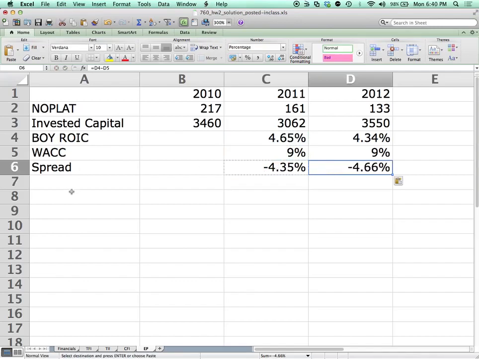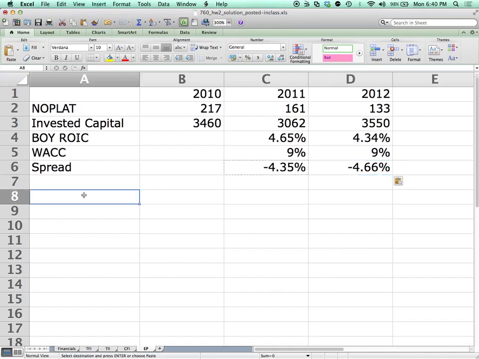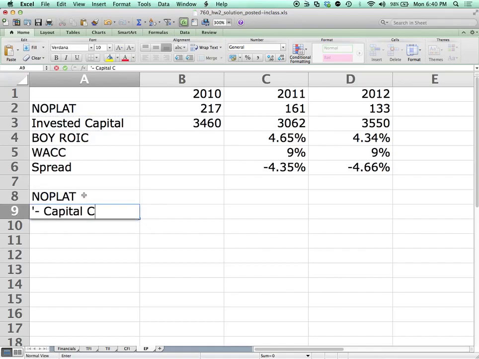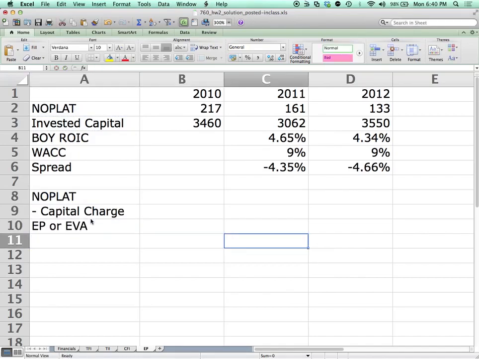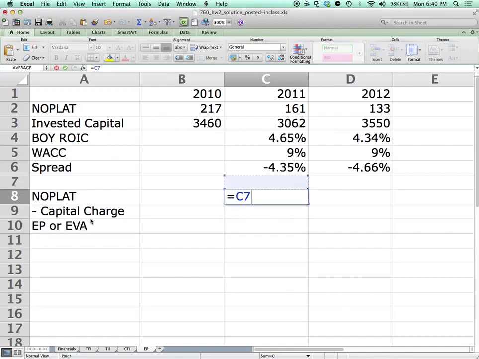Okay? So what is economic profit? In order to calculate economic profit, I take my NOPLAT and then I subtract what's called the capital charge. And that gets me economic profit or EVA. Well, NOPLAT equals the current year's NOPLAT. Capital charge equals the WACC or the cost of capital times the beginning of year invested capital.